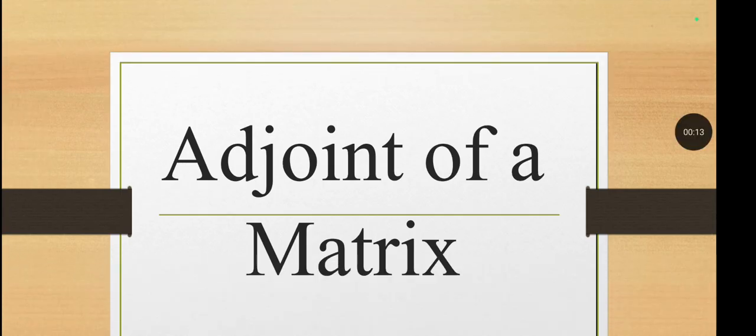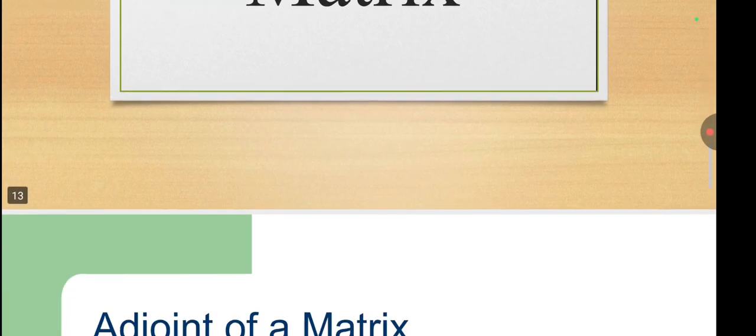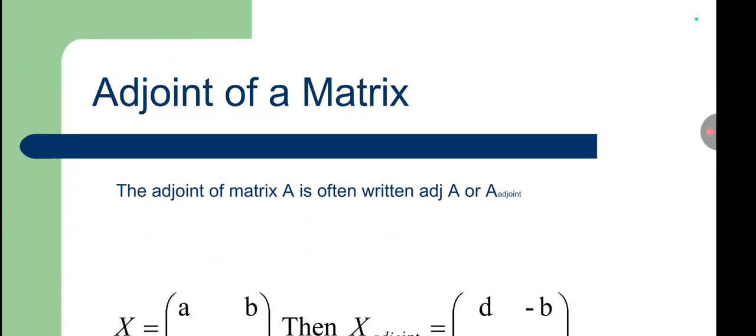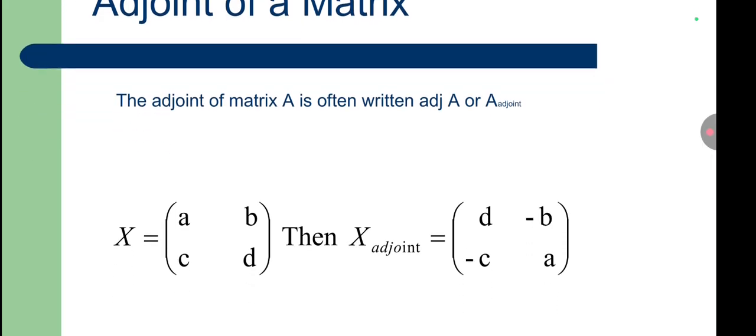In this video, I am going to teach about adjoint of a matrix. In the last video I uploaded about determinant of a matrix and singular matrix. Here we are going to see about adjoint of a matrix. The adjoint of a matrix is denoted by adj A, or we can write A adjoint.